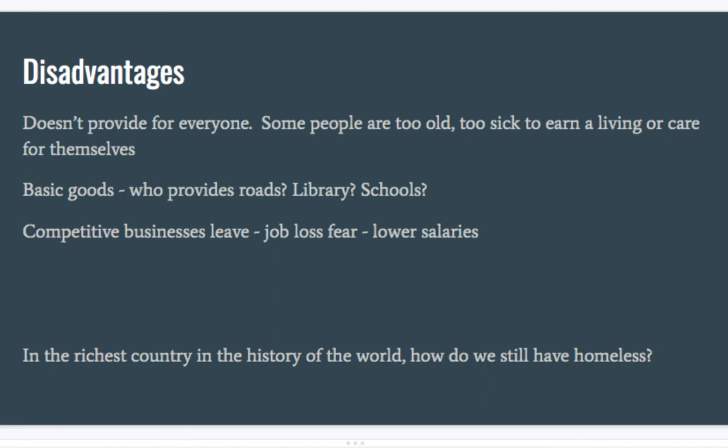So my question to you again, in the richest country in the history of the world, which is the United States, how do we still have homeless people? That's just a question to think about and ponder as we go on through the discussion into our next section.